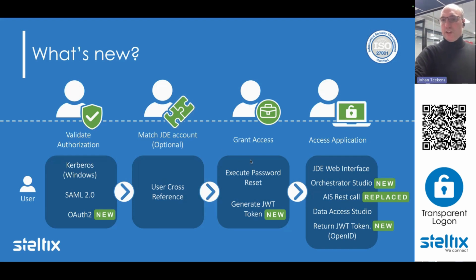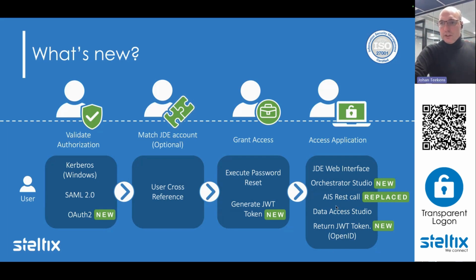And previously, by granting access, Transparent Logon would generate a maximum complex password and connect to the enterprise server to reset your password and then sign you into JDAV. With the new version, Transparent Logon will generate a JWT token and sign you into the web interface or Orchestrator Studio or AIS.